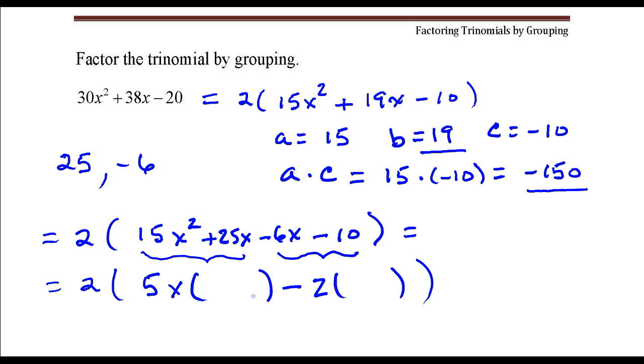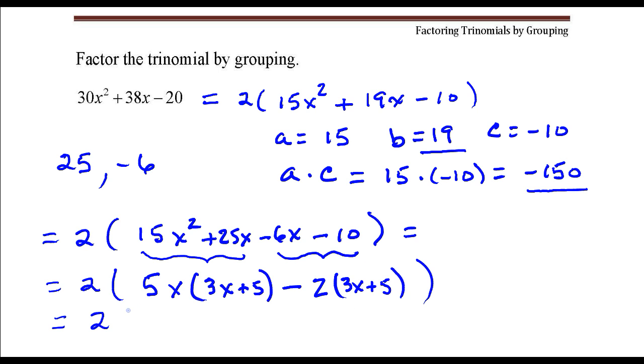Okay, so let's look at this first part. If I factor a 5x out of these first 2 terms, I'm left with 3x plus 5. If I factor a negative 2 out of these last 2 terms, I'm left with 3x plus 5. You can go ahead and verify that if you want to. Negative 2 times 3x, that's a negative 6x. Negative 2 times 5, that's a negative 10. Okay, we're almost done here.